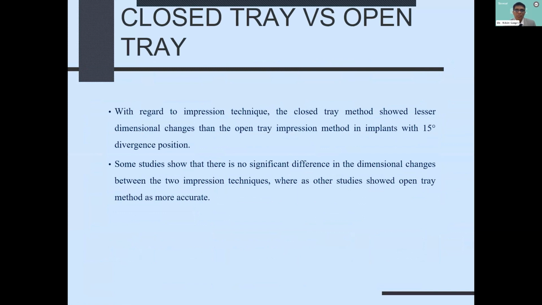So again, some advantages and disadvantages for closed tray versus open. With regard to impression technique, the closed tray method showed lesser dimensional changes than the open tray. And some studies show that there is no significant difference in dimensional changes between the two impression techniques. Well, we can say that, but if you go by experience, then the open tray definitely has more accuracy and more reliability, especially if you want to reduce your patient's office visits. Then we would recommend that you take an open tray, and that too with a jig, which I will explain in the upcoming slides.